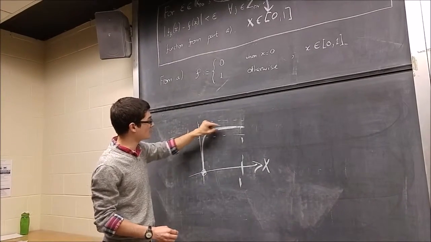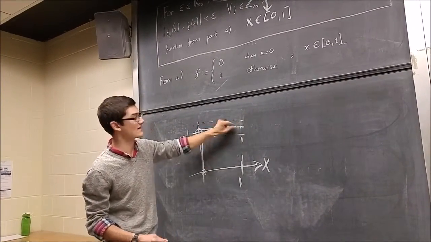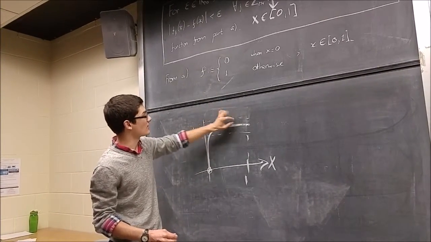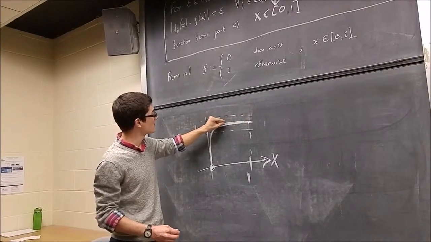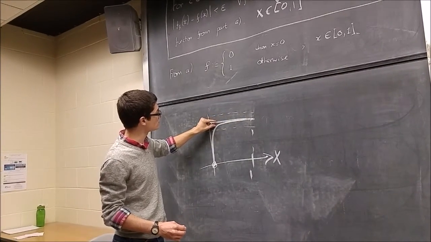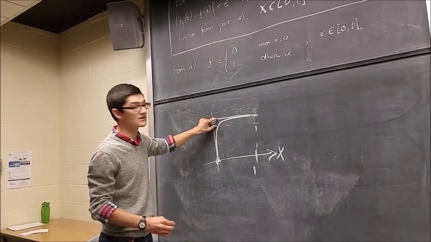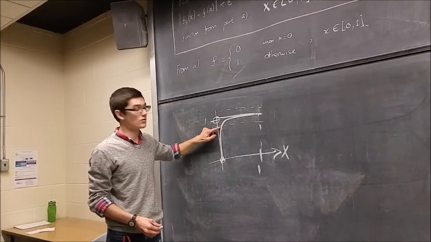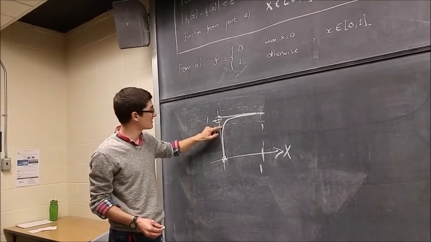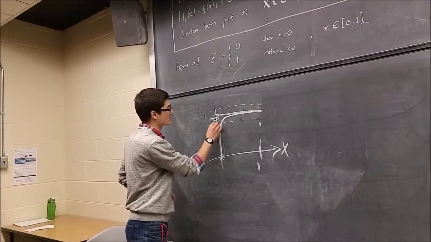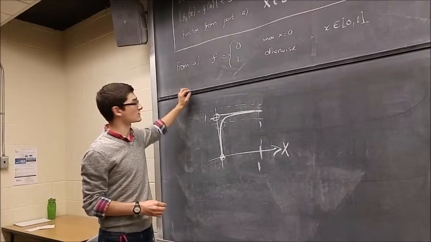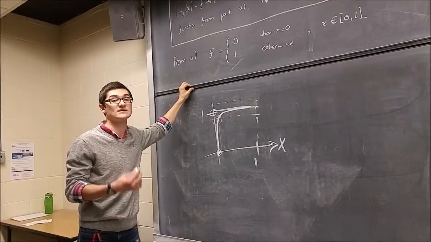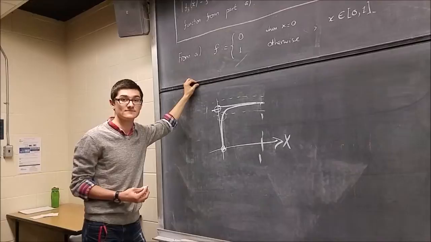So over here near 1, that holds. You've got your limit function and your j function that are pretty close together. But as you get closer and closer to 0, you'll notice that the difference between them increases until at some point your difference is more than epsilon. And so at this point and further towards 0, it no longer holds. The difference is not less than epsilon, which means it is not uniform convergence.